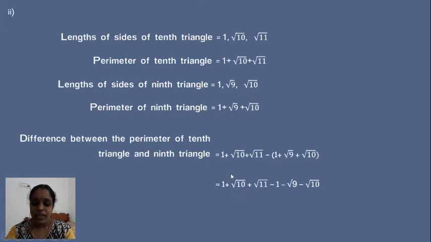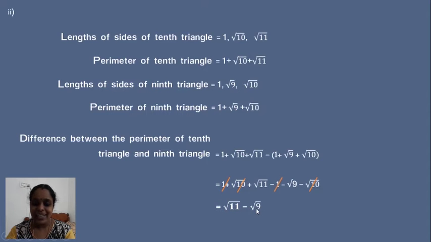So here we can see plus 1 and minus 1 is here, so we can cancel that value. We cancel plus 1 and minus 1. Again you can see plus root 10 is here, minus root 10 is here. So we cancel plus root 10 and minus root 10. So the final answer is equal to root 11 minus root 9.